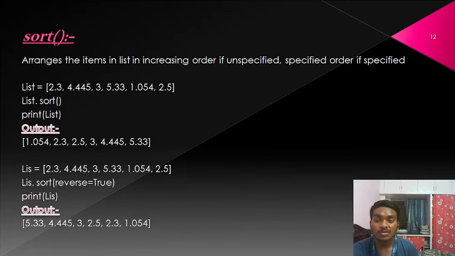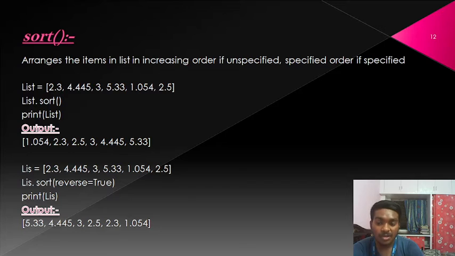Now we are using the sort method. List dot sort. Print list. As we know, without specifying any order, the sort method prints the elements present in the list in increasing order. 1.054, 2.3, 2.5, 3, 4.445, 5.33 are the values of the list. The advantage of the sort method is that it uses the ASCII value to arrange in order. We can use string values, integer values, and float values with the sort method.